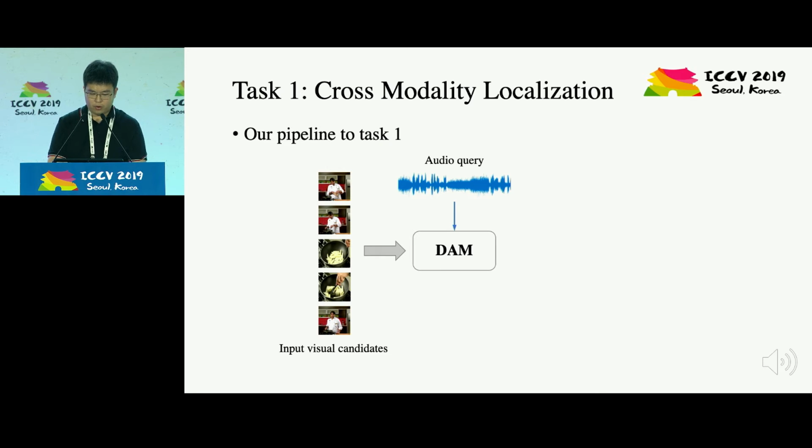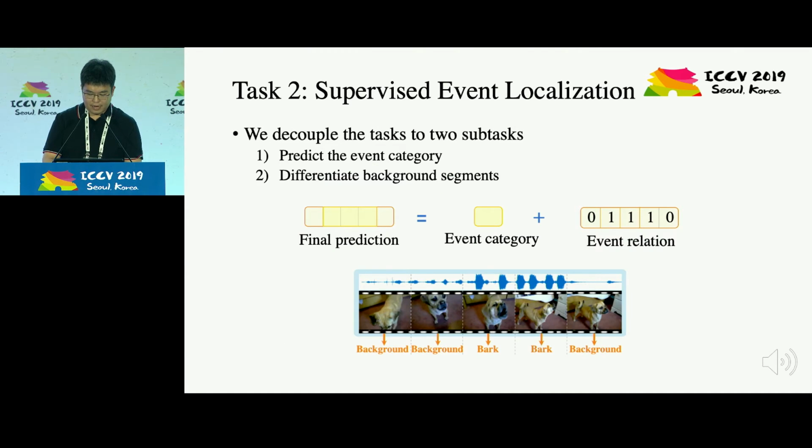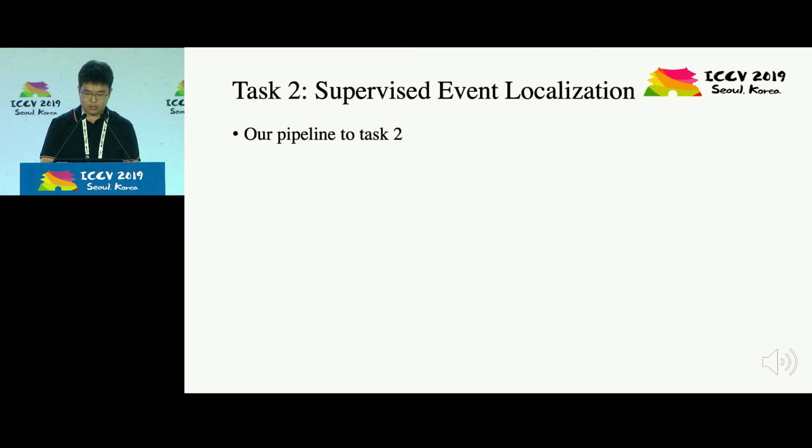Based on the DEM module, we build our pipeline for the first task, task 1. For example, we input the audio query to DEM to obtain a global representation, and then we check each visual candidate to predict a relevance score. So finally, we will output the continuous segment that has the maximum scores. For the second task, we propose to decouple it into two subtasks. That is, we first predict the event category and then differentiate the background from the event segments. So the final prediction equals event category plus the event relevance predictions.